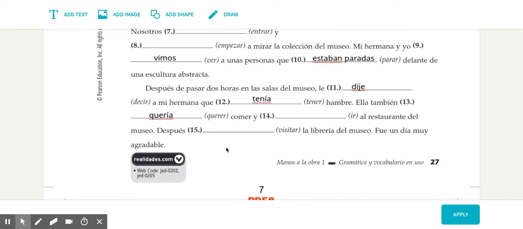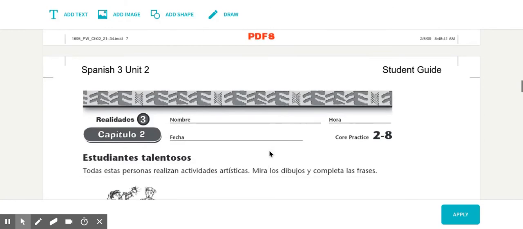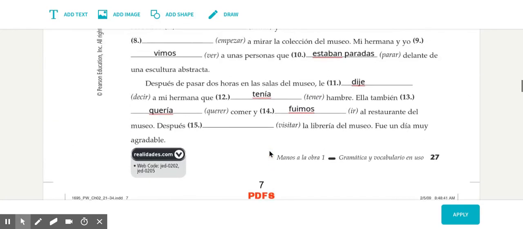Quería comer y fuimos al restaurante, ¿verdad? Fuimos. We want to say that we went to the restaurant. So let's use fuimos. Fuimos al restaurante. Después, visitamos. I would say visitamos la librería. So it says visitamos. Okay, that'll take care of that, and we'll do 2-8 and the rest for next time.